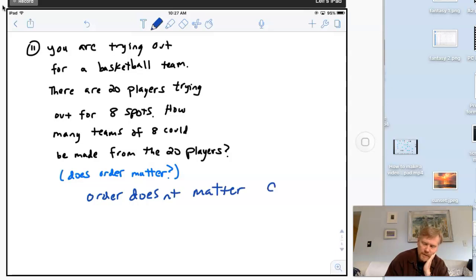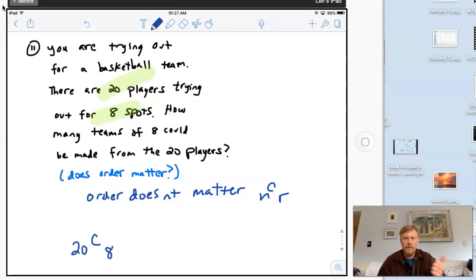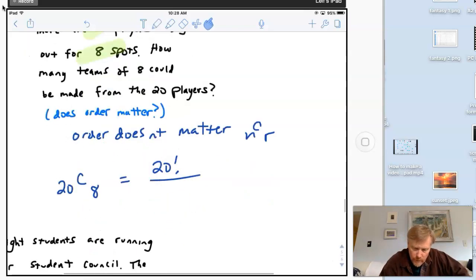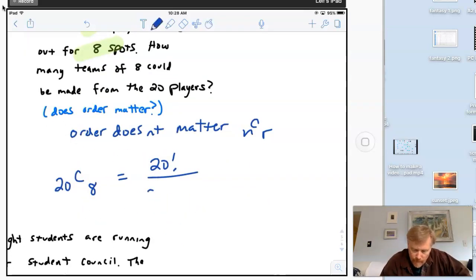Which means I'm using the C formula. Now, what are the 2 numbers? Well, they're right here in the word problem. There's 1, there's the other. 20 spots, 8 players make it. That's 20C8. Remember, the bigger number always goes on the left. Smaller one always goes on the right. So this is 20 factorial over 8 factorial times 20 minus 8 factorial.